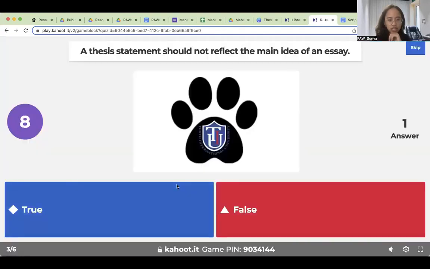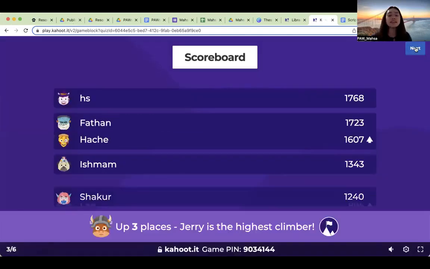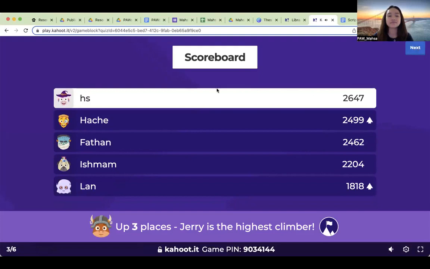Should it or should it not? It's a tricky question. True or false? What do you guys think? It genuinely makes me a bit confused. Yes, that's great. It is a false statement, so a thesis statement should reflect the main idea of an essay. That's true. Good job, Jerry.